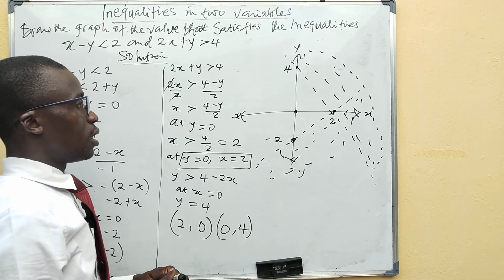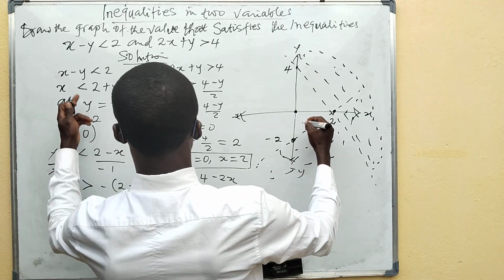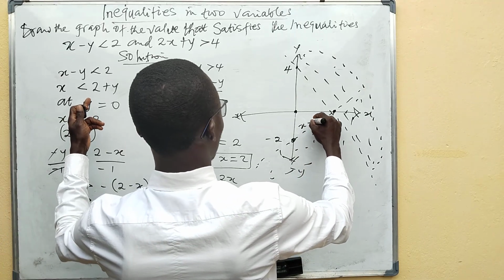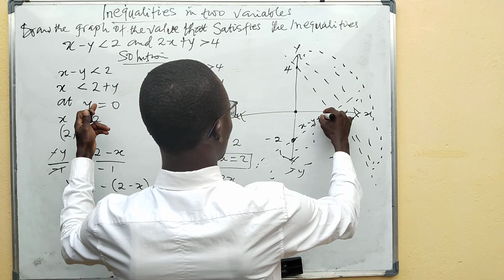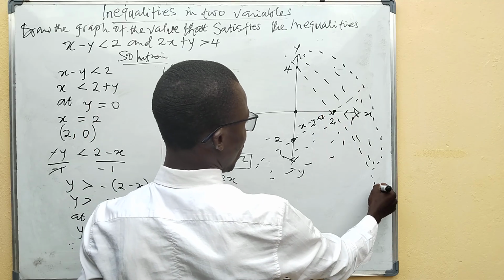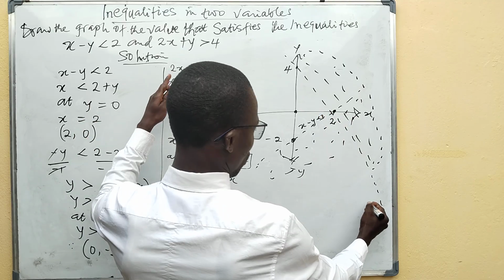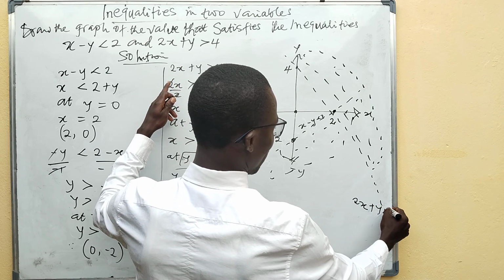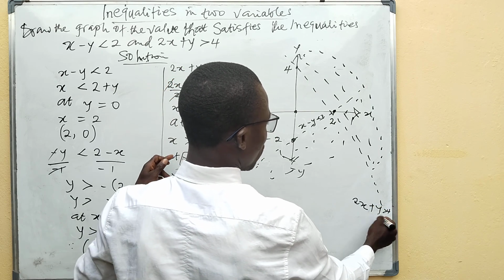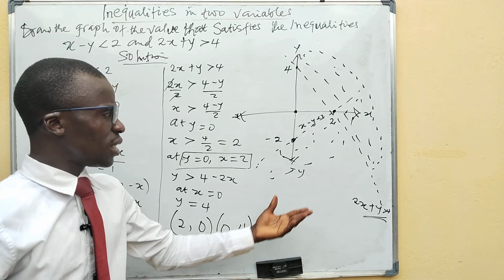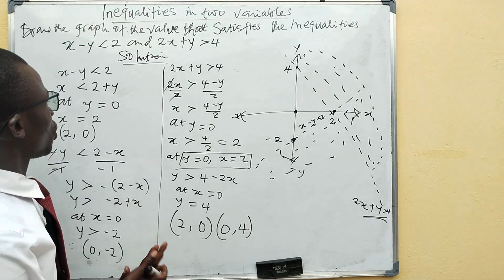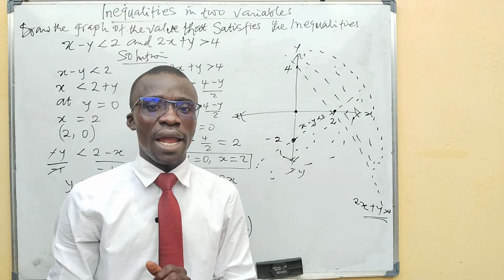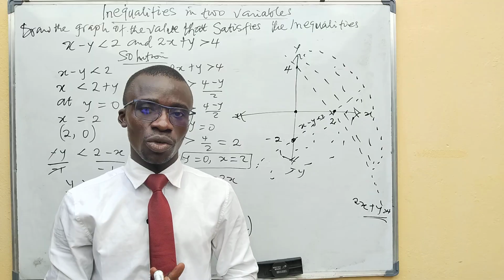So the first one becomes x minus y is less than 2, while the second line becomes 2x plus y is greater than 4. Please, this is a simple solution to this very question. I hope it is crystal clear to you now.